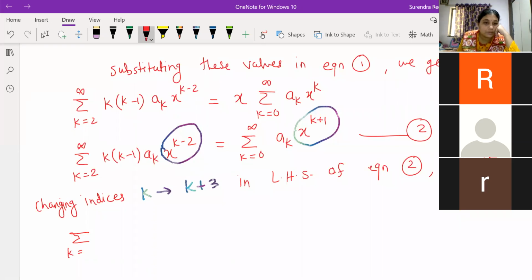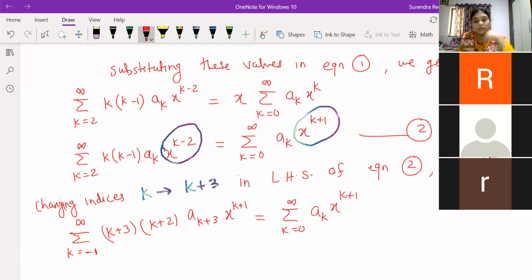So k equal to 3, changing to k plus 3. It will be from -1 to infinity. Here, I am changing to k plus 3, so it will be k plus 3 into k plus 2, a k plus 3, x raised to k plus 1, is equal to the right hand side as it is.